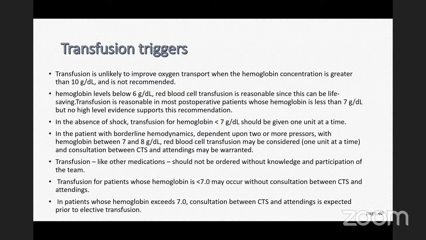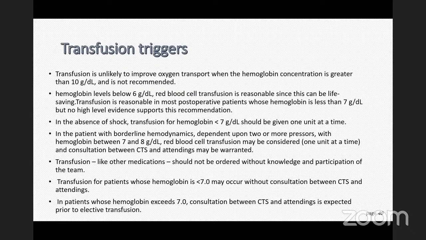In the absence of shock, transfusion for hemoglobin less than 7 grams per deciliter should be given one unit at a time. In a patient with borderline hemodynamics, dependent upon two or more pressors with hemoglobin between 7 and 8 grams per deciliter, red blood cell transfusion may be considered. Again, one unit at a time, and consultation between cardiothoracic surgery and the attendings may be warranted.